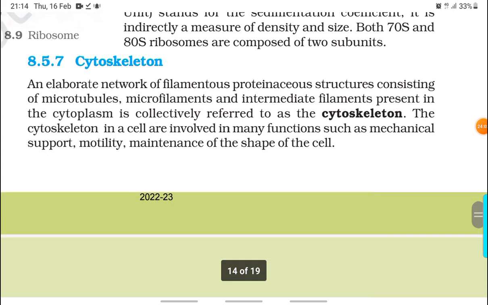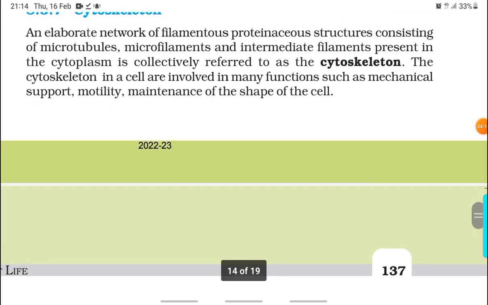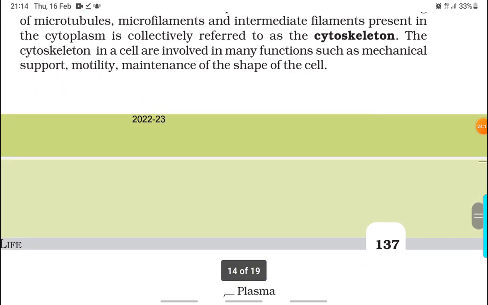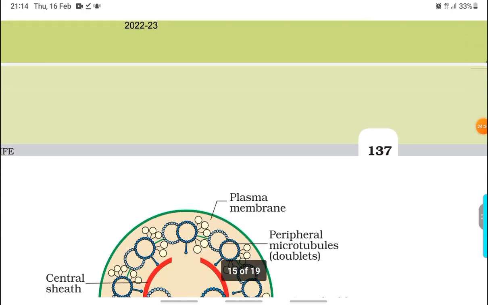Cytoskeleton. An elaborate network of filamentous proteinaceous structures consisting of microtubules, microfilaments, and intermediate filaments present in the cytoplasm is collectively referred to as cytoskeleton. The cytoskeleton in the cell is involved in many functions such as mechanical support, motility, and maintenance of the shape of the cell.